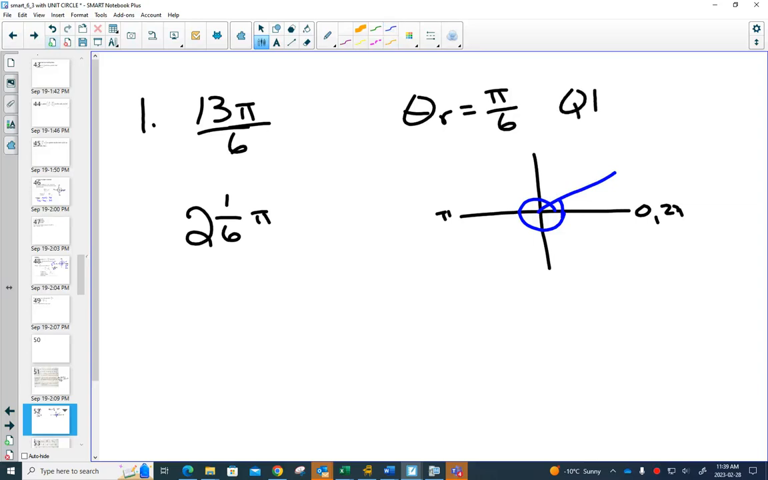in quadrant 1. So to state the answer for assignment 1, we could say that 13 pi over 6 is coterminal with pi over 6. Because what's my pi over 6 family member in quadrant 1? It's pi over 6.